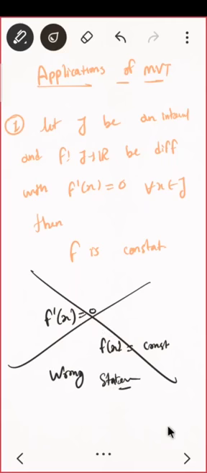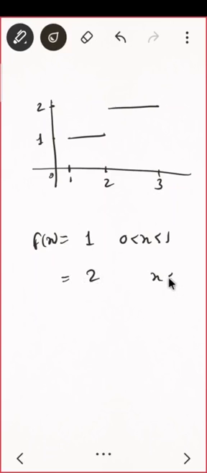I'll give you an example. Look at this function. Suppose this is point 1, this is point 2, and I have 0, 1, 2, and 3. Suppose let me define the function. Suppose I take f of x equal to 1 when x is lying between 0 and 1. And it is 2 when x is lying between, say, here I fix 1, and from here I fix 2, and this is my function.